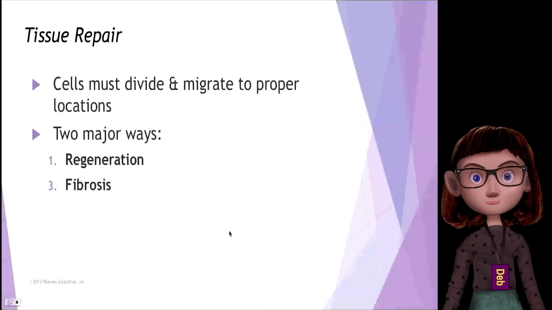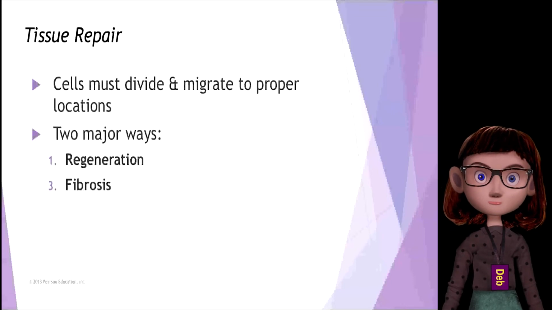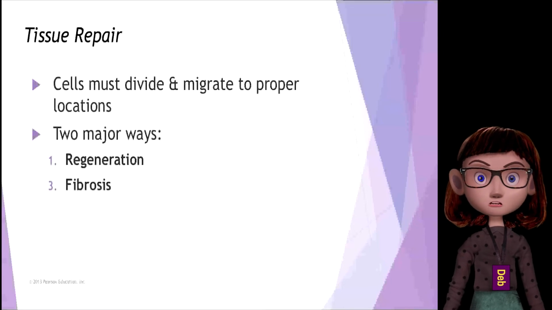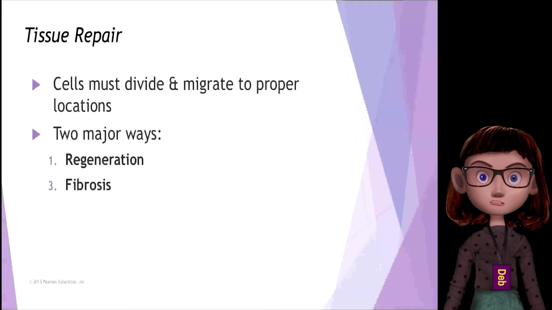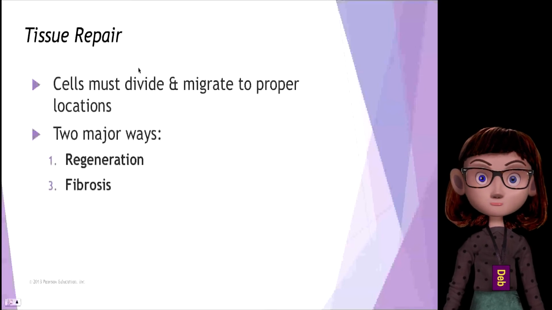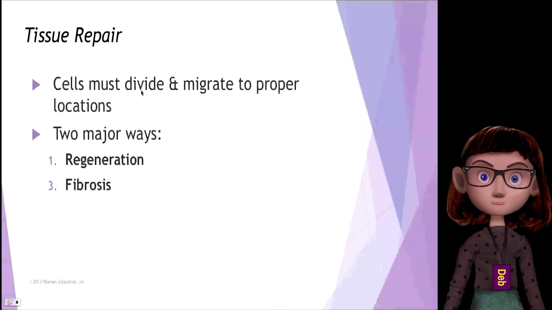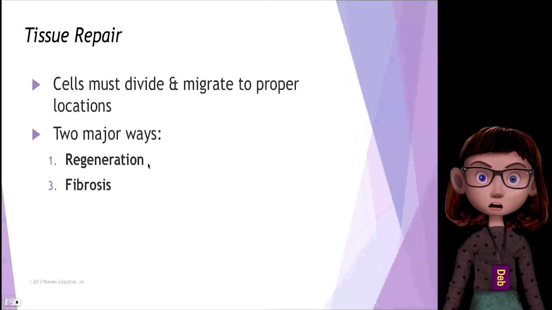Tissue repair. So this is talking about tissue repair. It's not really directly a specific kind of tissue, but it's talking about what happens if tissue is damaged. And again, it may be more than one tissue type that's involved. But what happens is the cells, particularly with the epithelial cells, they need to divide and migrate to their proper locations. There's actually two major ways that tissue repairs itself.